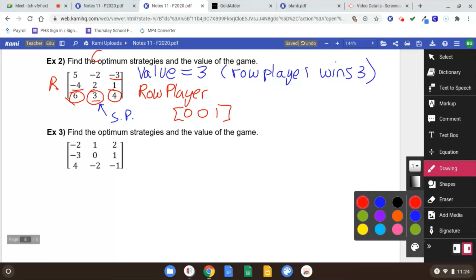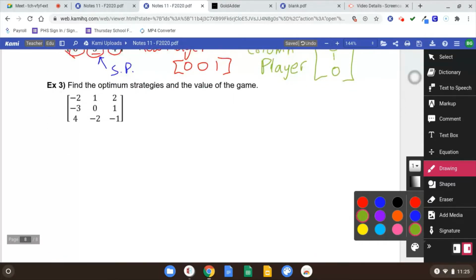The column player is going to play column 2 100% of the time. So let's do this to say the column player plays column 2 100% of the time. Okay, that is the optimum strategy.